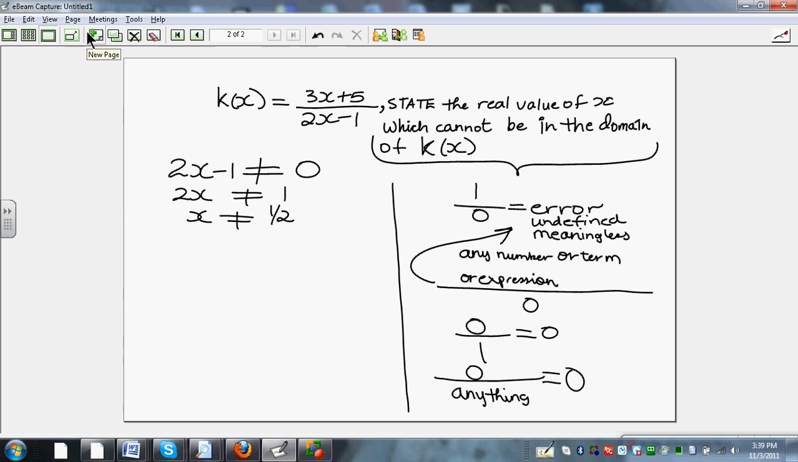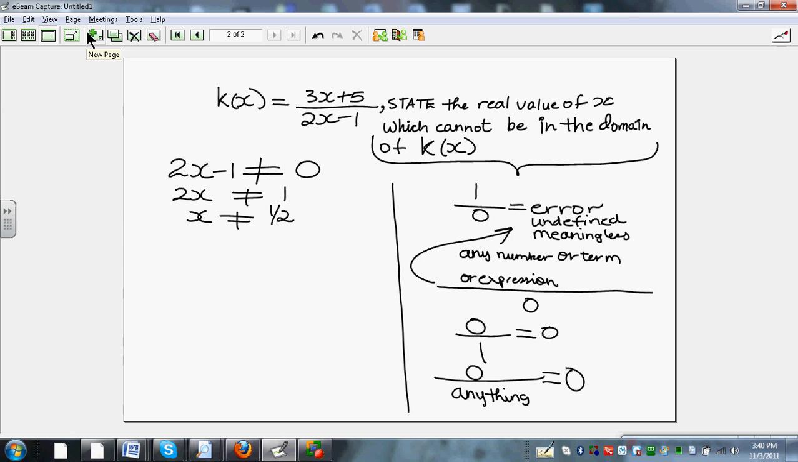It'll be nonsense. Okay? If x was a half, let's say this, and you put a half here, 2 by a half would be 1. 1 minus 1 will be 0. And we learned that anything over 0 is meaningless. So it means that x cannot be equal to a half. It is therefore the real value of x which cannot be in the domain. It cannot exist. You cannot consider it to be part of this relationship, because if it were, it would cause everything to be an error and meaningless.